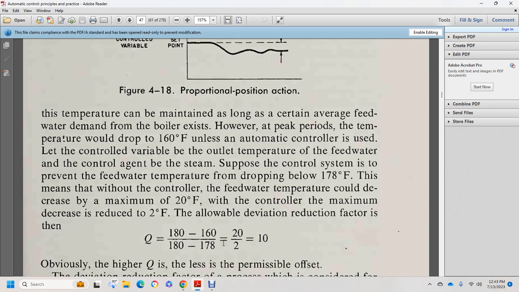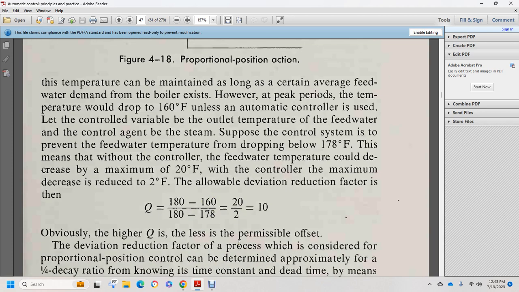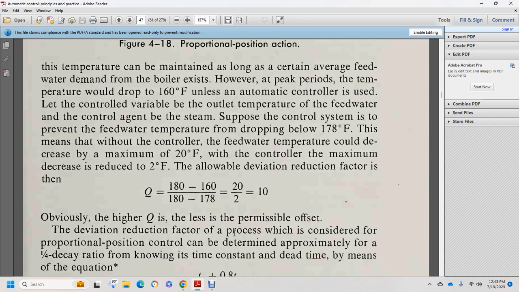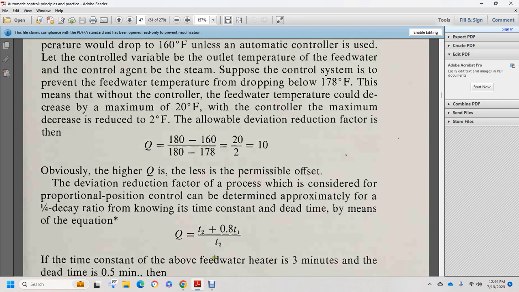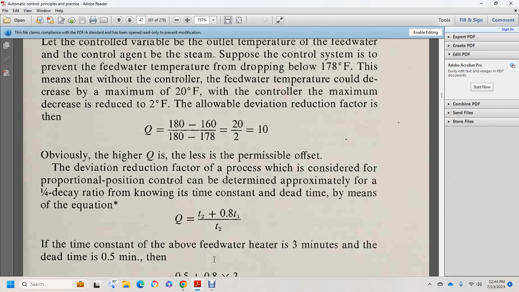The deviation reduction factor is Q equal to (180 minus 160) over (180 minus 178), equal to 20 over 2, or 10. The obviously higher the quality, the less the permissible effect. The deviation reduction factor of proportional position control can be determined approximately, through the ratio of the dead time to the time constant, with the equation Q equal to T2 over (T2 plus 0.8 times T1), where T1 is the dead time and T2 is the time constant.